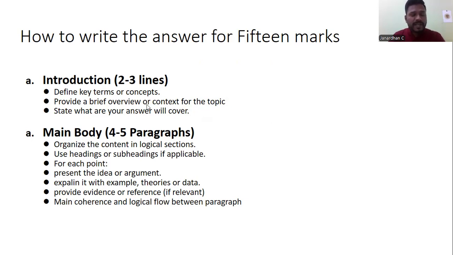For example, it may be like importance of banking. You have to state here that importance of banking is a key term. Bank is a key term. Those are the key terms you have to use here. Provide an overview of those. What is a bank? You have to state in 1 or 2 lines. What is banking? Also state in 1 or 2 lines. At the end of the introduction, state what your answer will be about, what you are going to write. As I told you, if it is an importance question, you have to write.